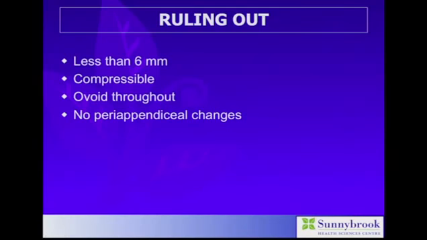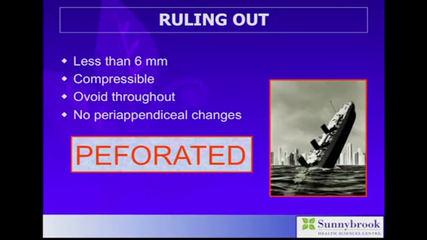So to summarize, the features that we use to exclude appendicitis on ultrasound are an appendix that measures less than 6 millimeters under direct compression. It's completely compressible throughout its length. It's ovoid in cross-section throughout its length, and there are no periappendiceal inflammatory changes.